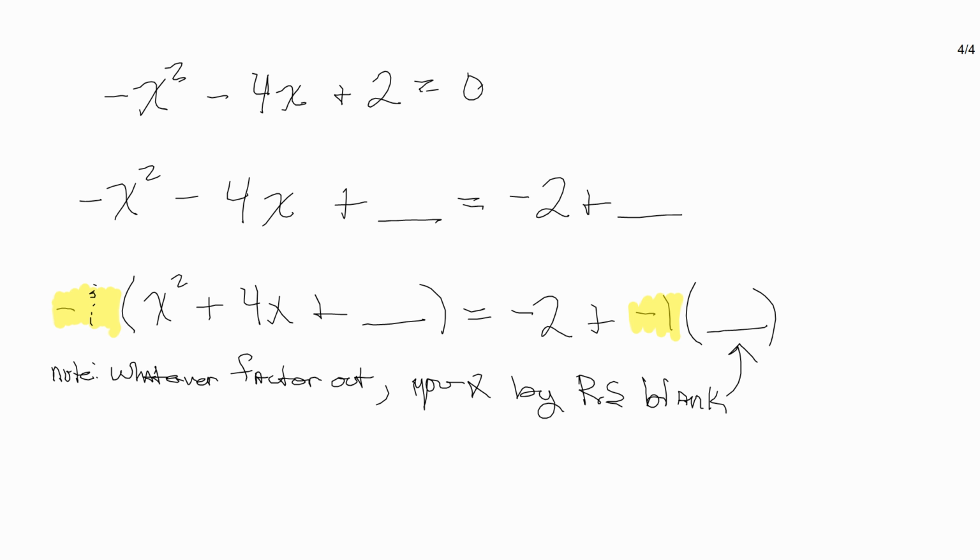Now, since this is a positive 1 right here, what can you do? Complete the square. 4 divided by 2 is 2. And 2 squared is 4. And now you're back to the difficulty level 1, 2, 3 questions. So finish it.